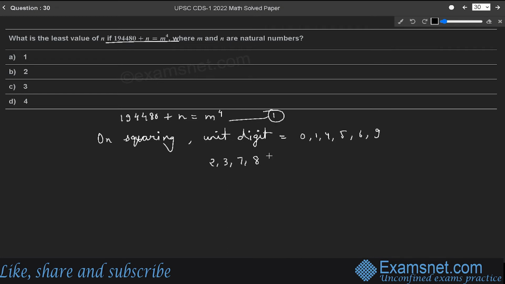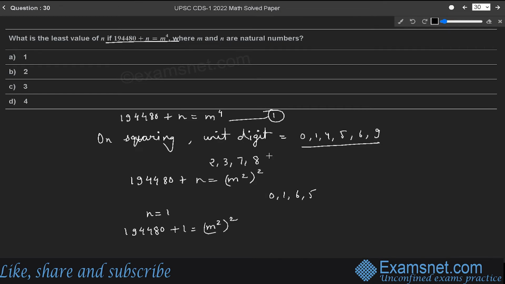This equation can also be written as 194480 plus n is equal to m square whole square. When we again square the numbers 0, 1, 4, 5, 6, 9, we get unit digits as 0, 1, 6 and 5 only. So putting n equal to 1 in equation number 1, we get 194480 plus 1 is equal to m square whole square.